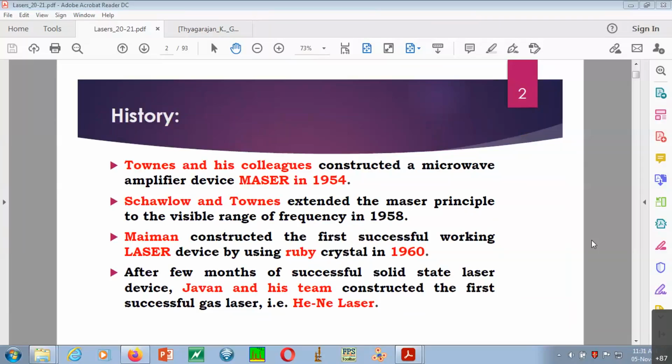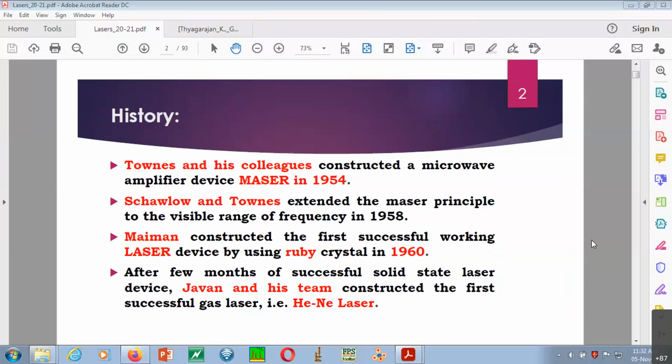Townes and his colleagues created the first microwave amplifier device. Before talking about the laser, the Maser already existed in 1954. What may be the full form of Maser? It is similar to laser, only instead of light, this M represents microwave. Otherwise, everything is almost the same. So Maser was already there in 1954. Townes and his colleagues prepared this device, in which they amplified the microwave signal.